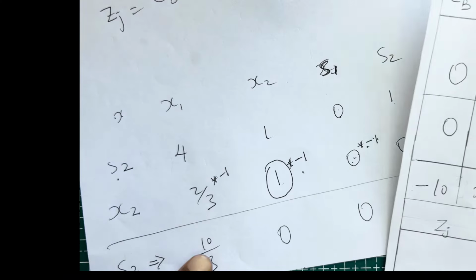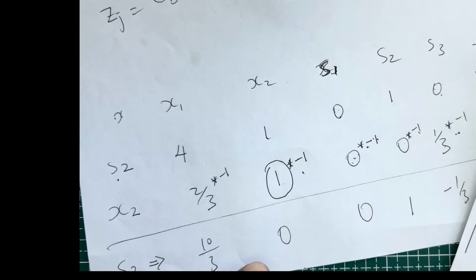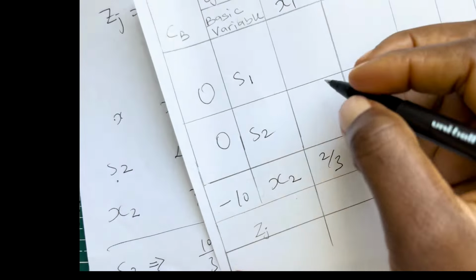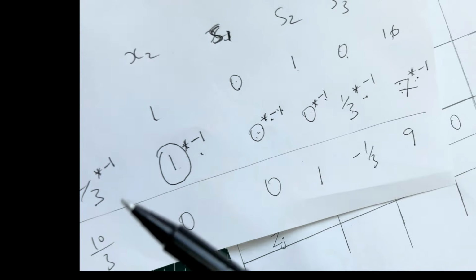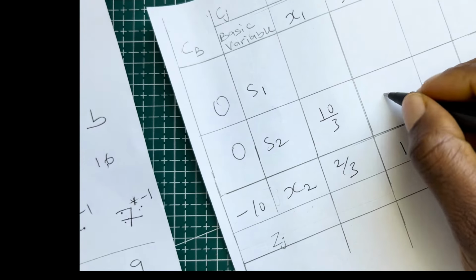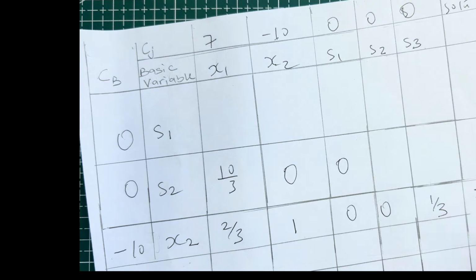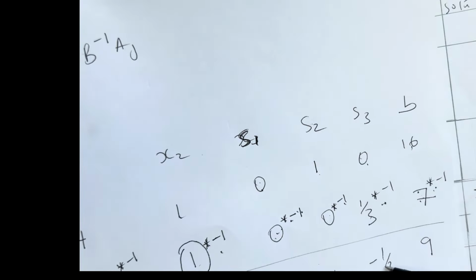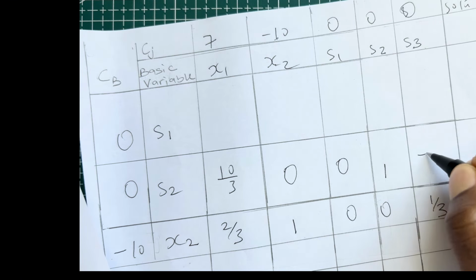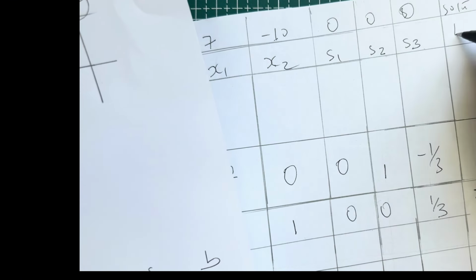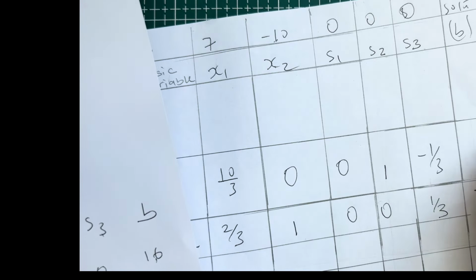So we have here 10 over 3 for x1, 0 for x2. So we have 10 over 3 here. The next one we have 0, write 0. We have 0 for the next one. We have 0 here. For x2 here, we have 1. For this x3, we have minus 1 over 3. For b here, we have 9, so we put 9 here.